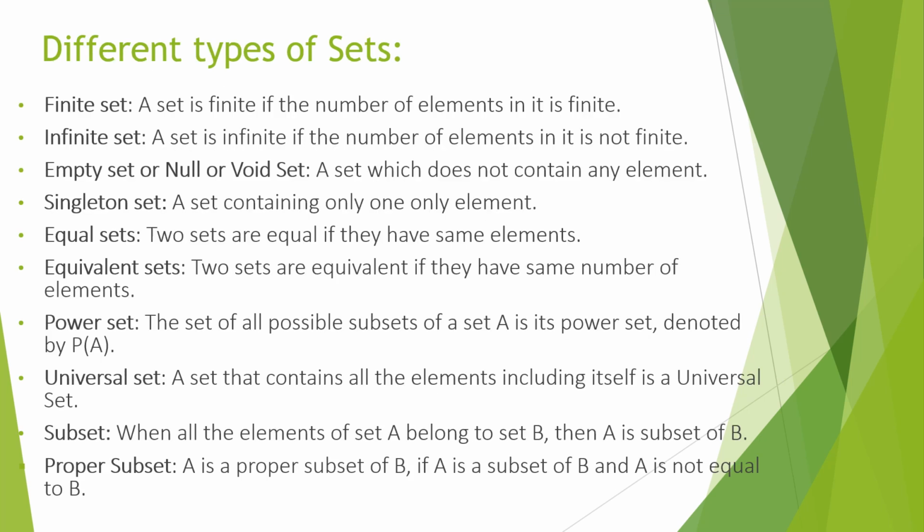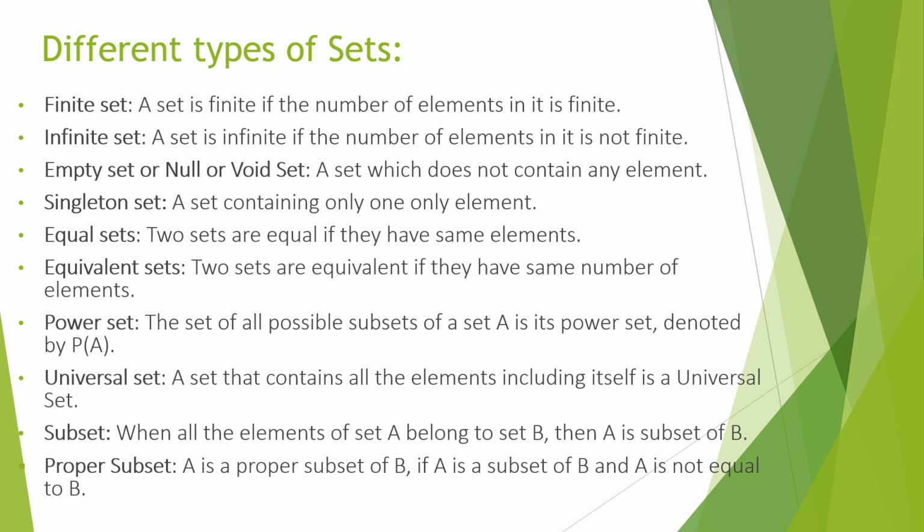Some other important definitions: different types of sets. Finite set. A set is finite if the number of elements in it is finite, and it is infinite if the number of elements in it is not finite. For example, the set of integers between 1 and 20 is a finite set. But the set of all integers is an infinite set.